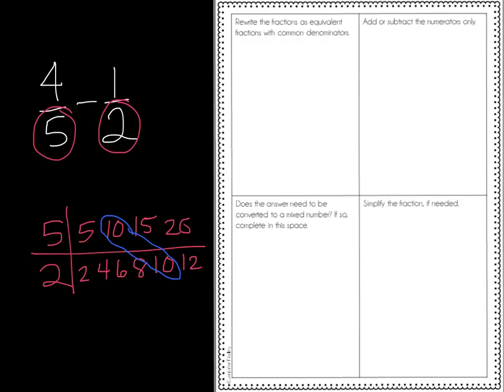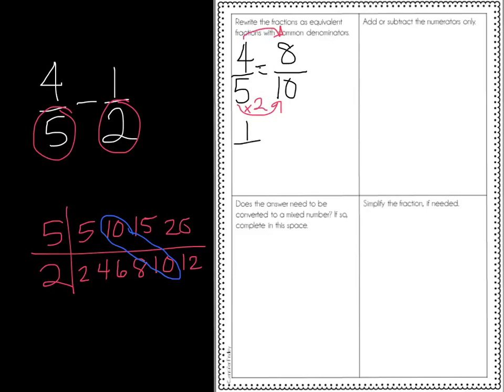So I need to rewrite these fractions as equivalent fractions with the common denominator of 10. My first thought is to think, what did I do to this 5 to make it a 10? I needed to multiply by 2. I must also do the same thing to my numerator. 4 times 2 is 8.